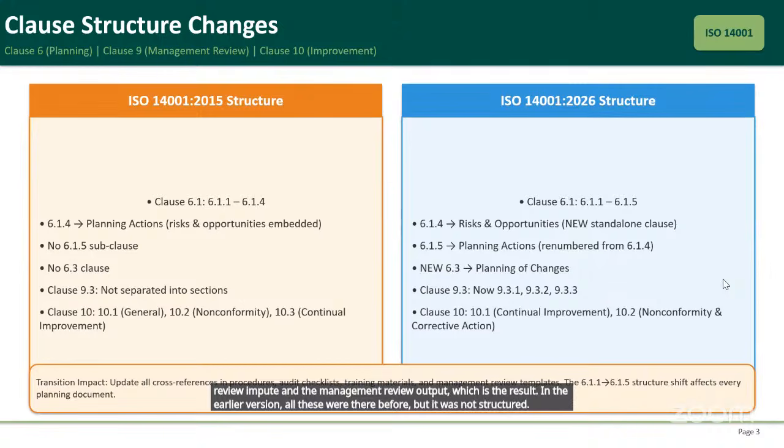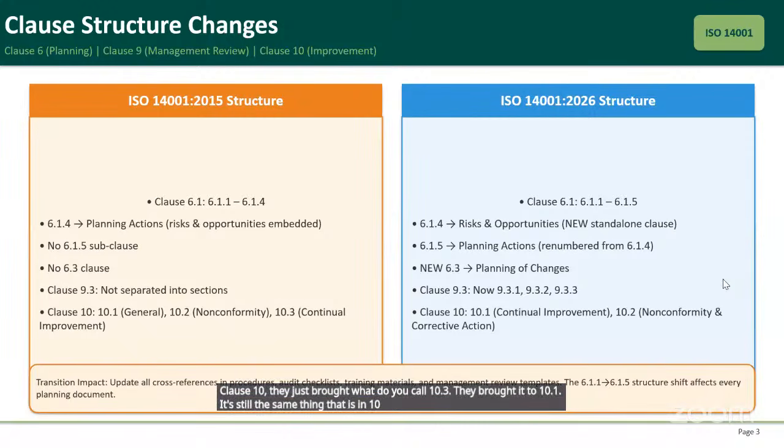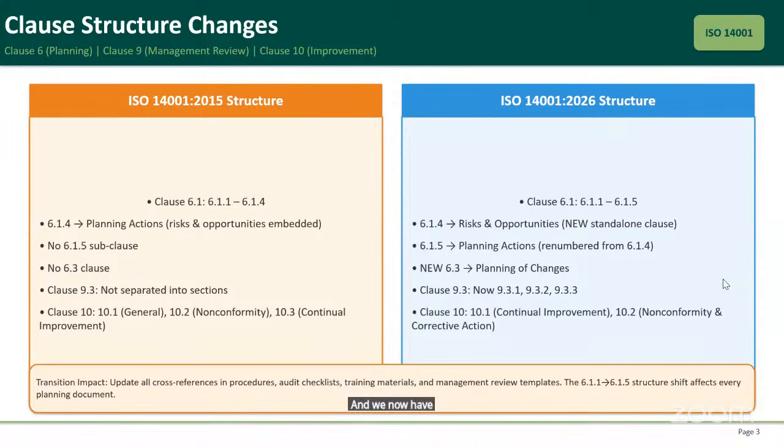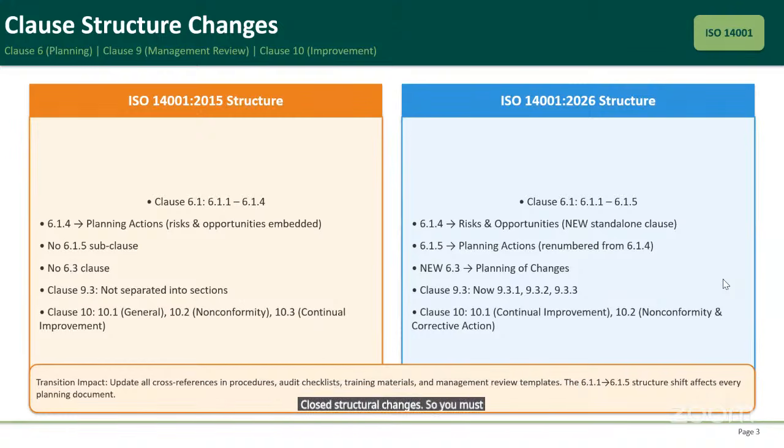Now, in clause 10, they brought 10.3 into 10.1. It's still the same content, but they renamed 10.1 as continual improvement. And 10.2 still remains non-conformity and corrective action. Then there was no need for 10.3 again. That's just a structural change. So you must understand these structural changes.